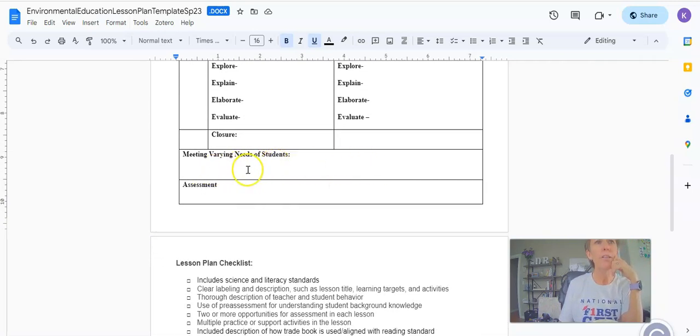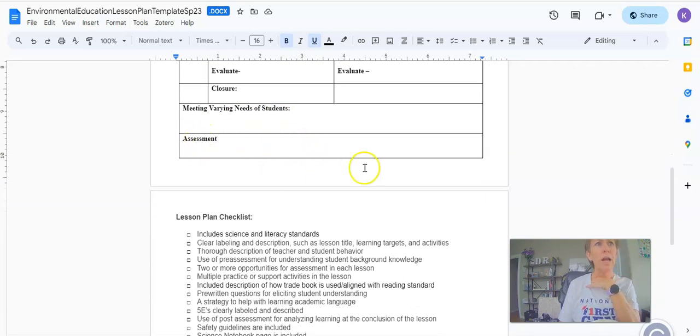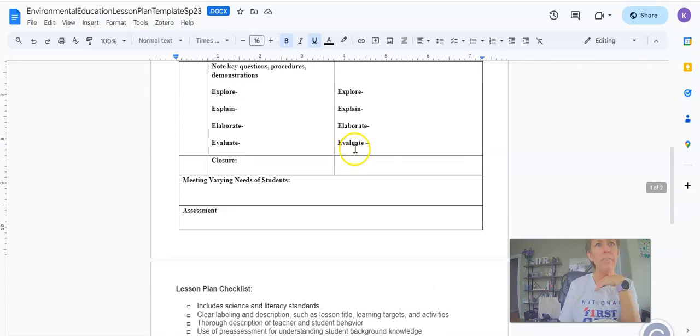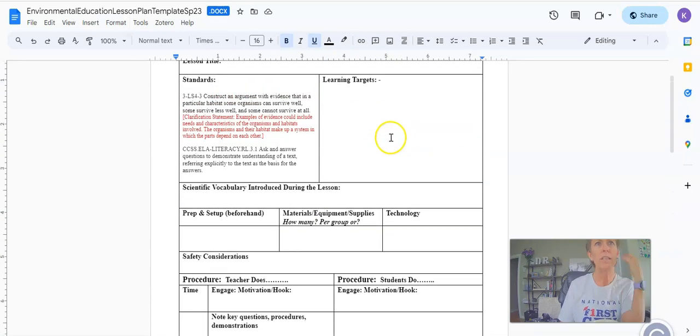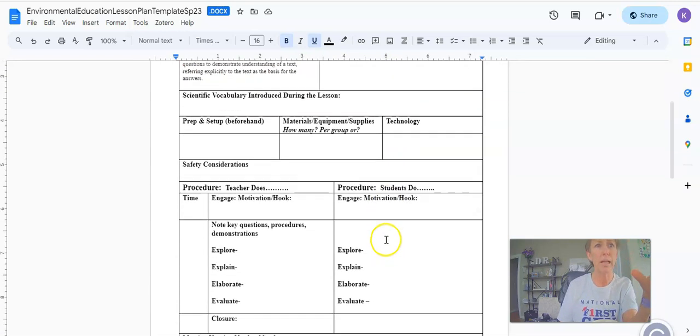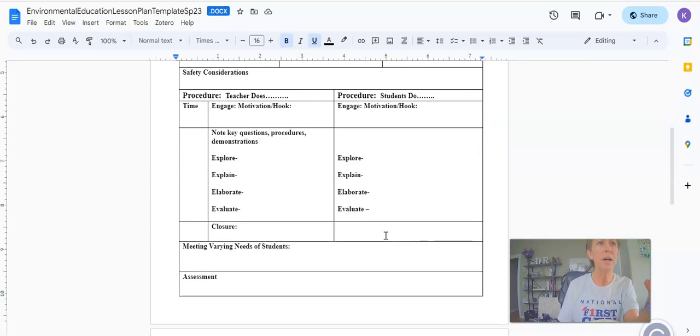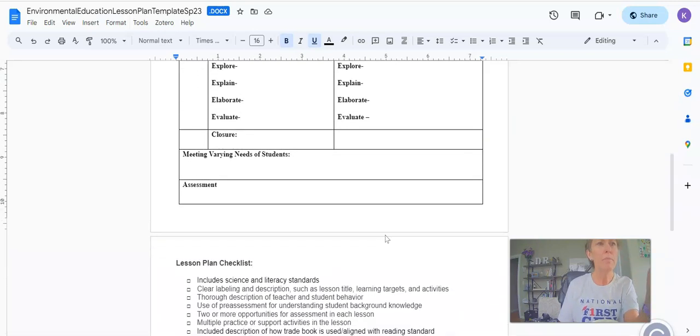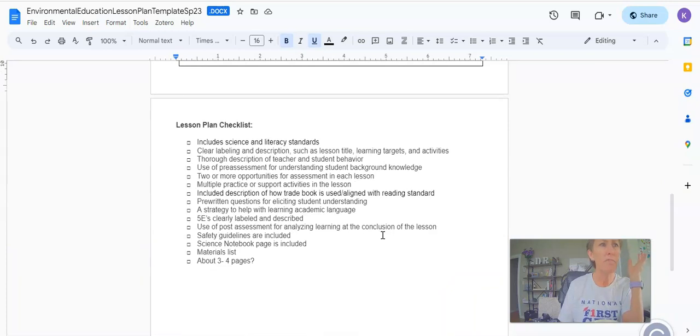And then how do you differentiate your lesson? How do you adapt it to different students' needs? And then describe what your assessment is to determine if they've met those learning targets. So I recognize this may be the first time you're doing an actual lesson plan based on some curriculum. So remember, this is just a draft, and you're not going to have it perfect.